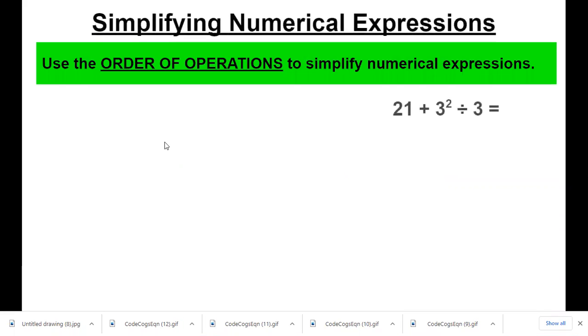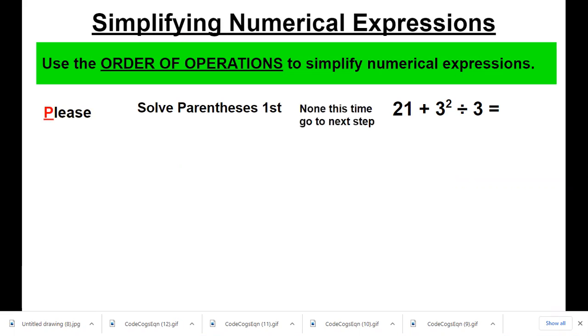Okay, we're going to use the order of operations to simplify 21 plus 3 squared divided by 3. Please, parentheses first. I don't see any parentheses. So none this time. I'm going to go right to the next step. What's the next step? Exponents. Do anything with exponents next.